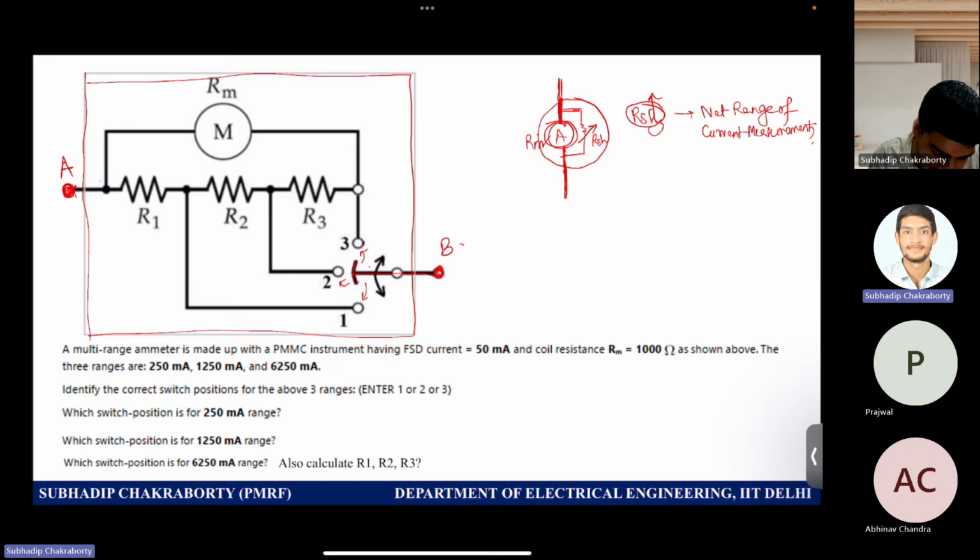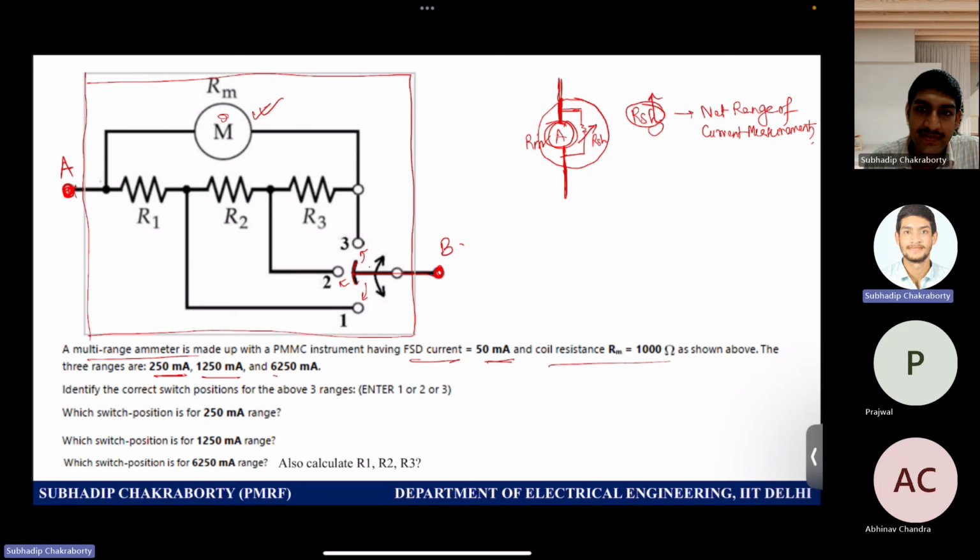Now you read the problem. You have some switch which you can access, and you have 3 positions, and the full scale deflection current of this meter is given to be 50 milliampere. And obviously the coil resistance sitting inside this meter is given to be 1000 ohms. And the 3 ranges possible are 250 milliampere, 1250 milliampere, and 6250 milliampere. These are 3 possible current measuring ranges.